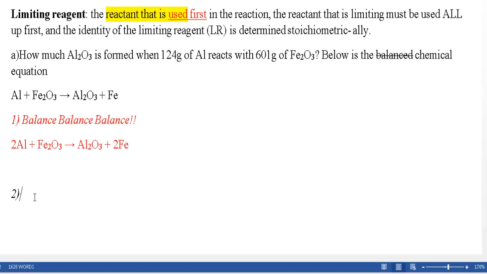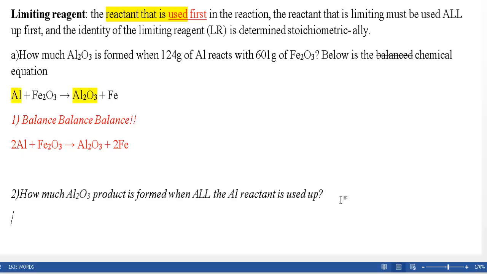Now we're going to ask ourselves two questions because we have two reactants. All right, so how much product Al2O3 is formed? Well, how much Al2O3 product is formed when all of the Al is used up? So that's our second question. I'll call this 2A, okay, because there's going to be a 2B.